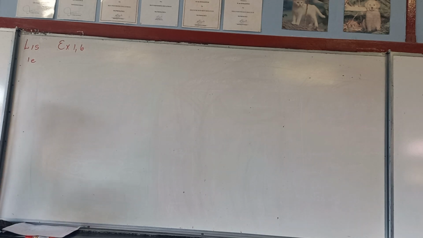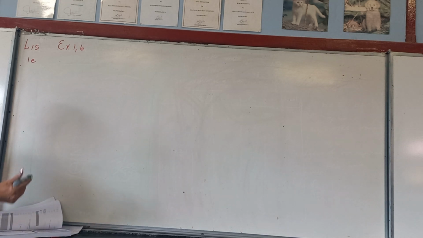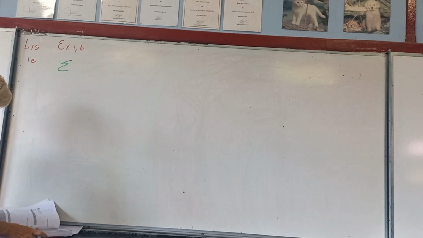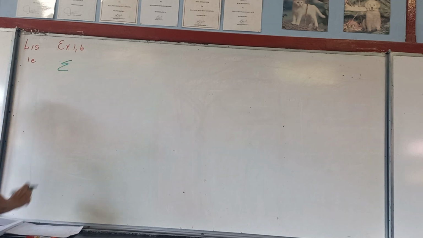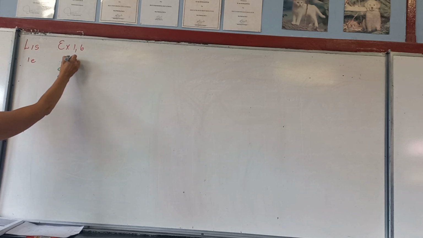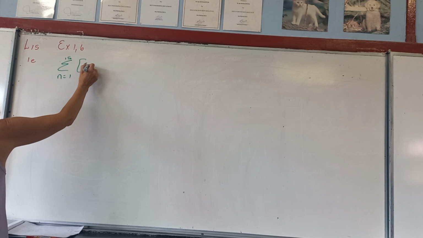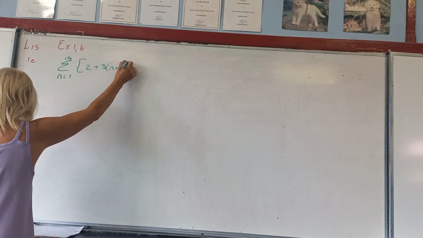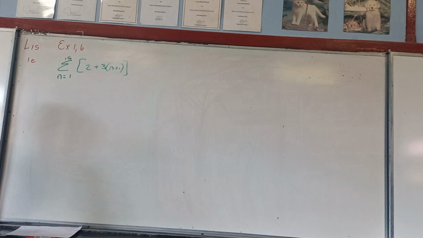Into sum to infinity, still busy with sequences and series. Number 1E said, find the following, and the sum reads, n equals from 1 up to 15, 2 plus. Okay, that is the question.